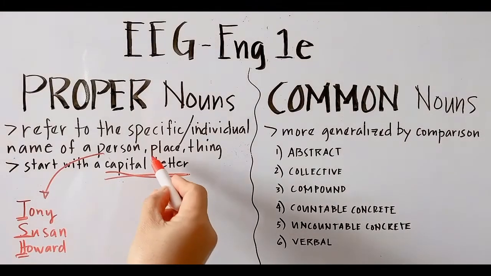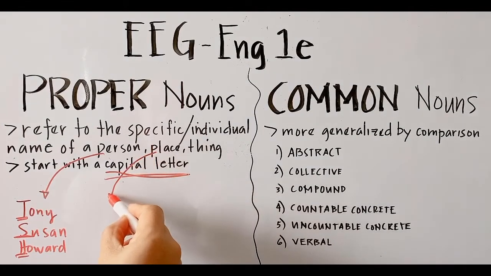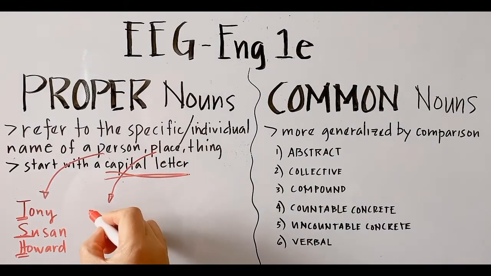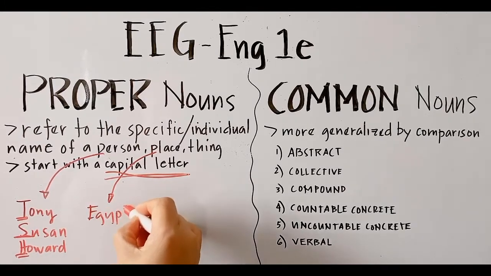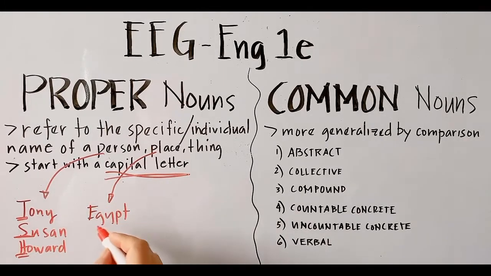Now let's go to the place. Let's give examples. It can be Egypt, USA. Where else? It can be a city, maybe Tokyo in Japan. Look, they start with capital letters, right?